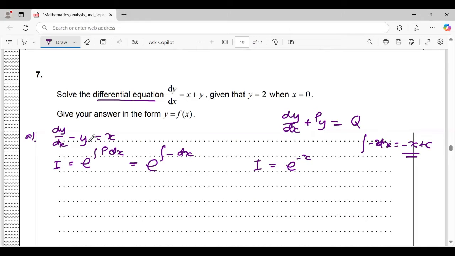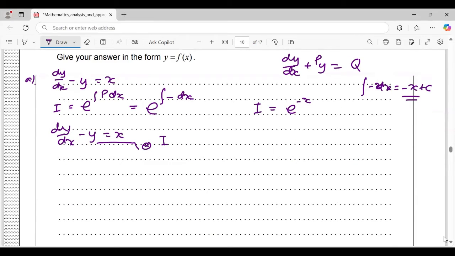It means if we multiply dy/dx by I, it is I dy/dx minus I y equals I x, or e power minus x dy/dx minus e power minus x y equals e power minus x times x. Sorry, it's minus x.